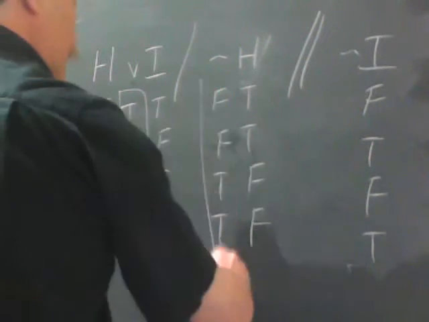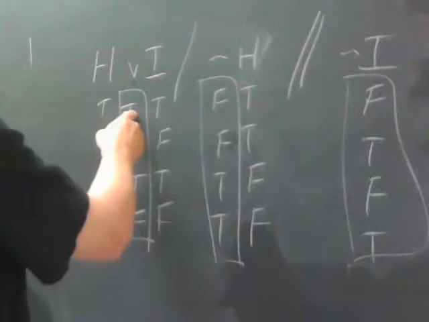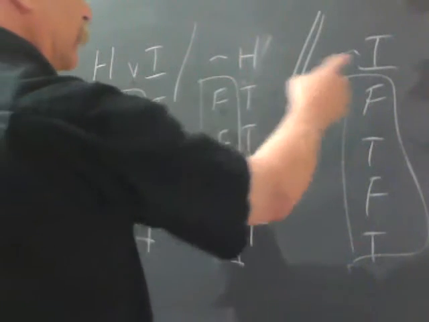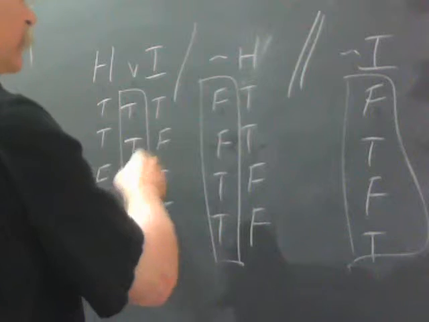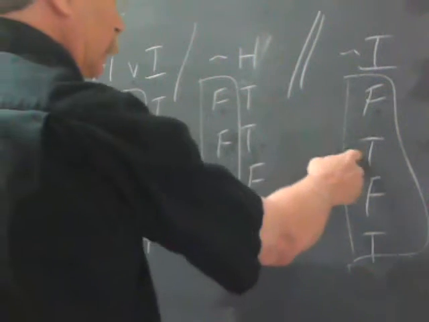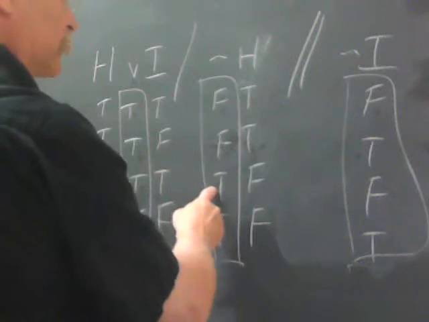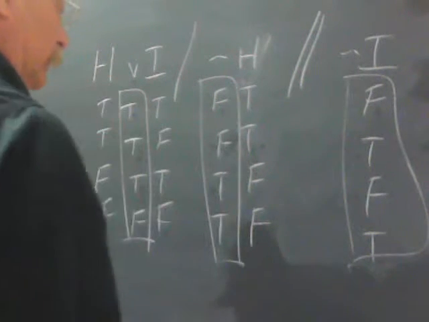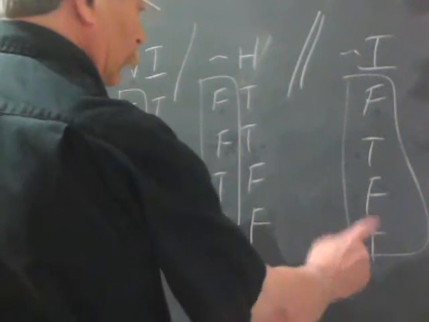Now, these are the values that we want to look at line by line. On line 1, this premise is true, this premise is false, and the conclusion is false. On line 2, this premise is true, this premise is false, the conclusion is true. On line 3, this premise is true, this premise is true, and the conclusion is false. And on line 4, the premise is false, this premise is true, and the conclusion is false.